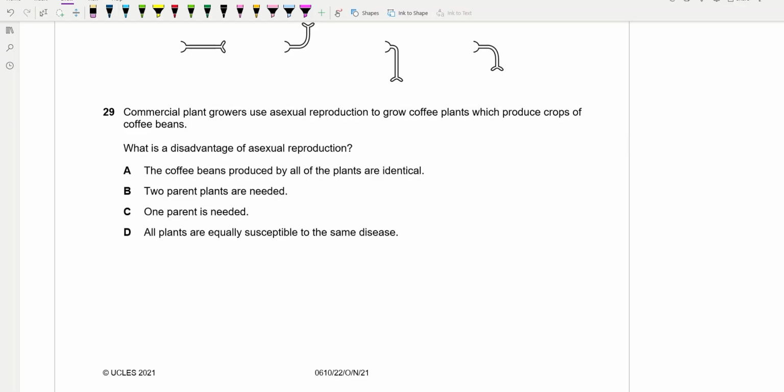Question number 29. Commercial plant growers use asexual reproduction to grow coffee plants which produce crops of coffee beans. What is a disadvantage of asexual reproduction? Option A. The coffee beans produced by all of the plants are identical. Option B. Two parent plants are needed. Option C. One parent is needed. Option D. All plants are equally susceptible to the same disease. So the answer would be option D.